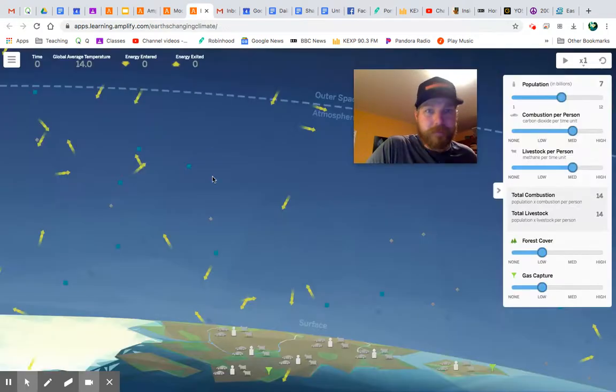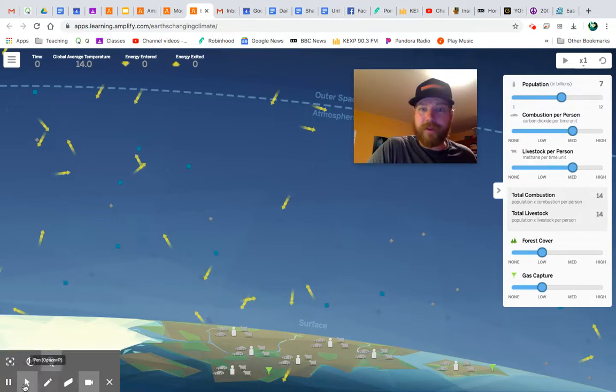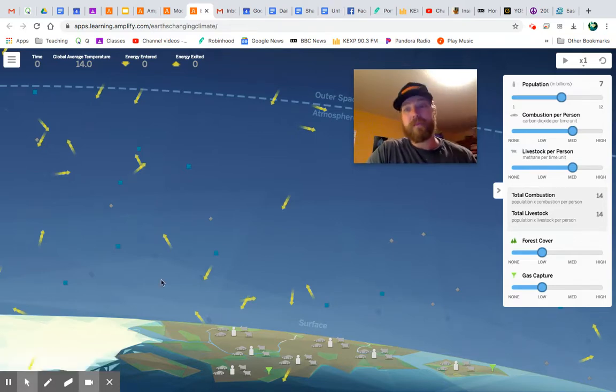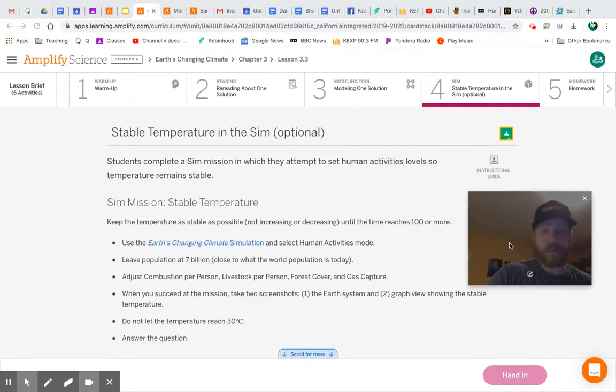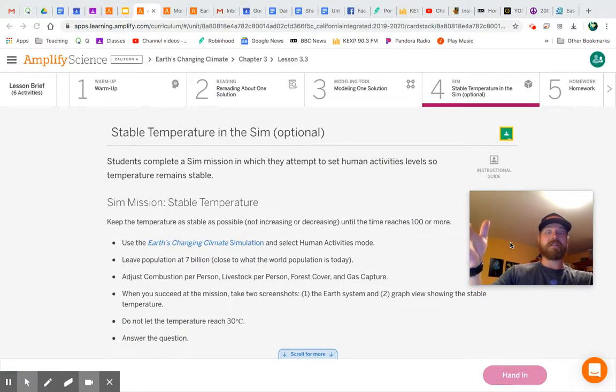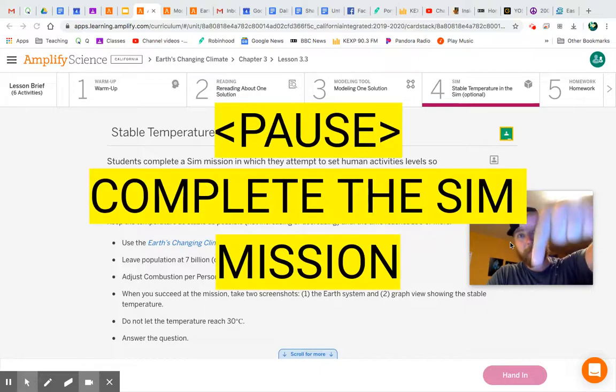Now, where is this mysterious graph view? You can't see it because my tools are down here, but it's right down here in the corner where the pause button is, or somewhere around there. There's a button there that shows you can see the graph view of the temperature change over time, like the view that we saw in the warm-up. Okay, that's what it's going to show you. So go ahead, do the sim mission, and yeah, see if you can keep the temperature stable. Pause.